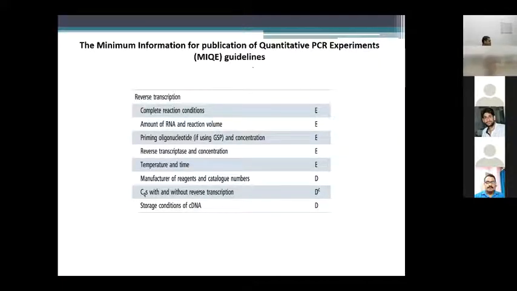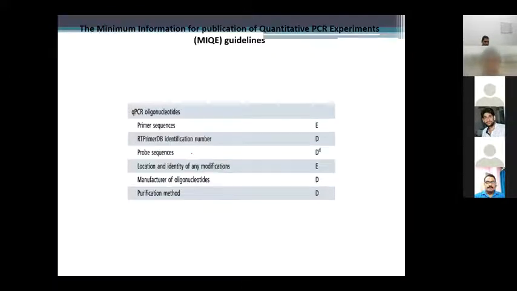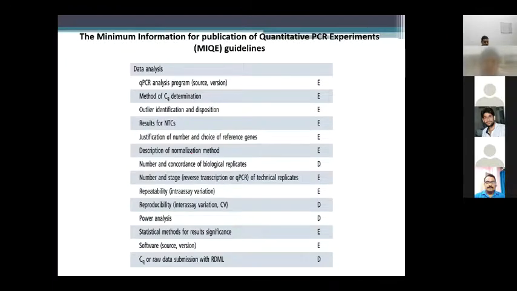So during reverse transcription, we include the complete reaction details: the amount of RNA we are using, the reaction volume, temperature, timing, manufacturer, and reagents, each and everything, during publication. For qPCR target information, gene symbol, each and every MIQE guideline is available on the internet. You go through this first before publishing the data. Each and every step has specific guidelines which are present on the net.